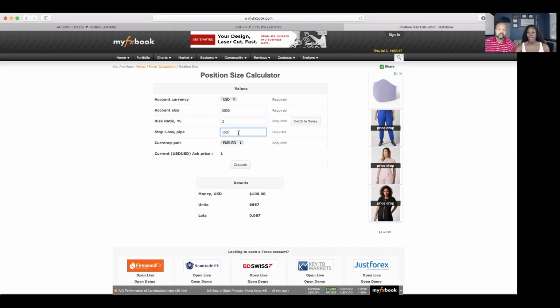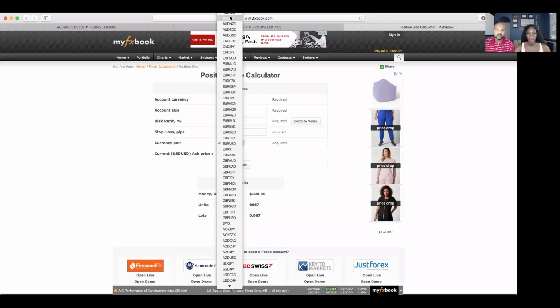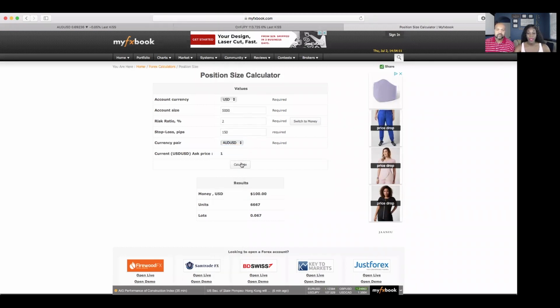I usually use about a 150 to 200 pip stop on a swing trade, and I'll show you what my strategy is with that. Let's say we're trading AUD USD, so I'm just going to pull that up. Put AUD USD, and then you're going to calculate it. Now it's telling me that this is my daily max risk. So if I trade today, the most that I can lose is $100. After I lose $100, I'm done. I can't trade anymore. And my lot size should be no higher than 0.67, okay?